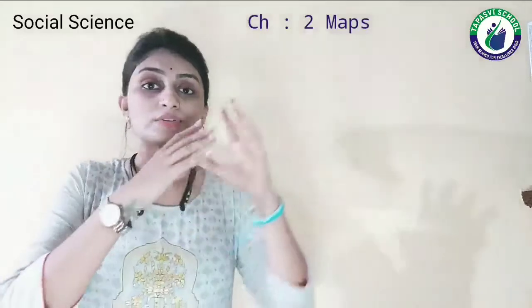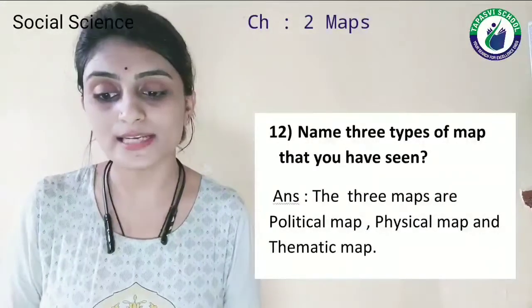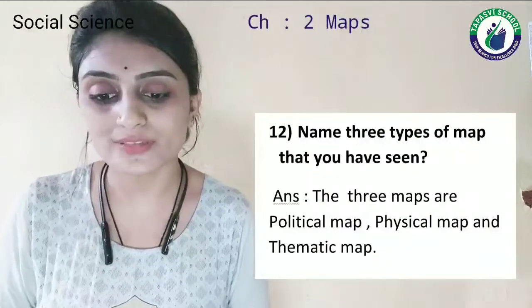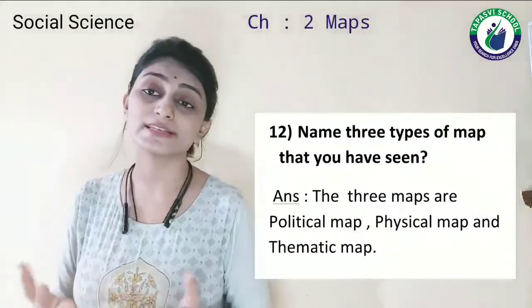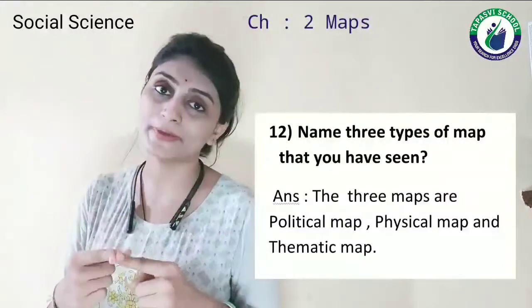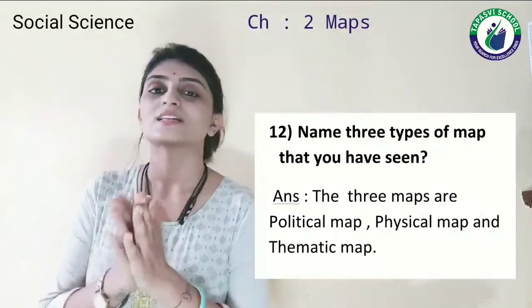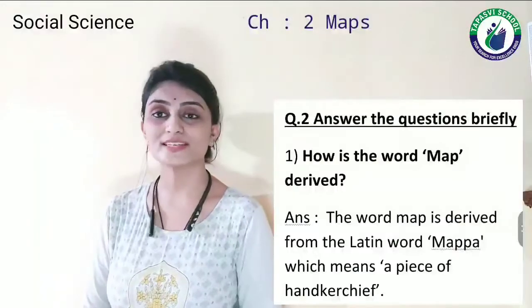Next is, name three types of maps that you have seen. So we can say the political map, the physical map, and the thematic map. These are the three kinds of maps we have seen. Next we will learn the question answers in brief.